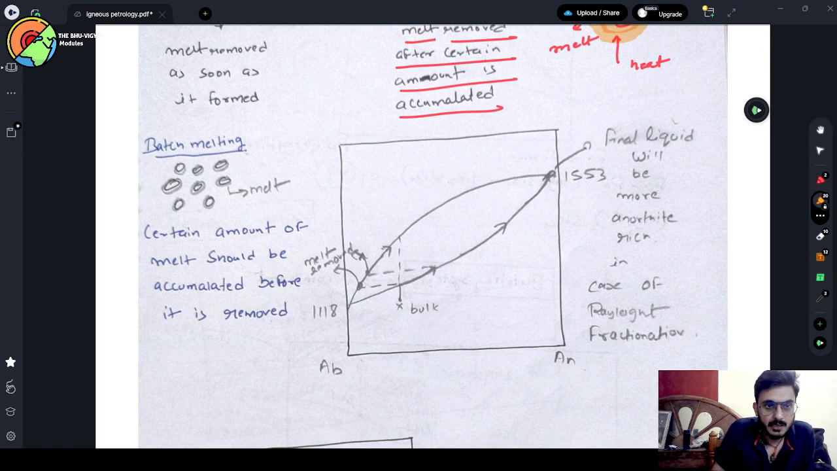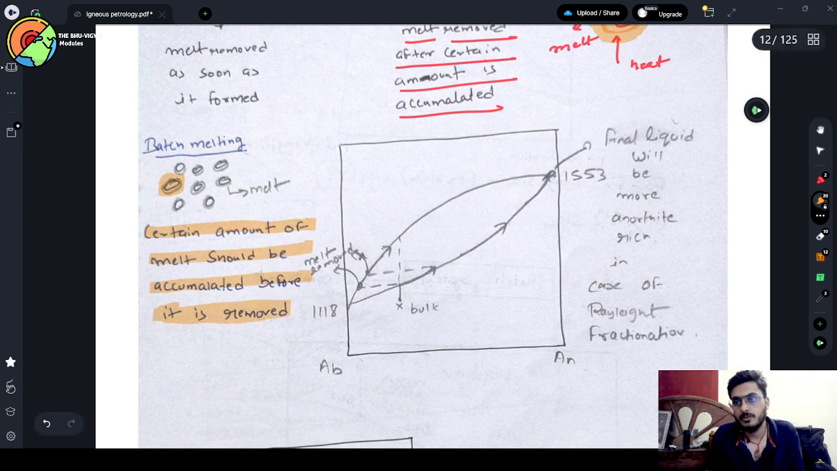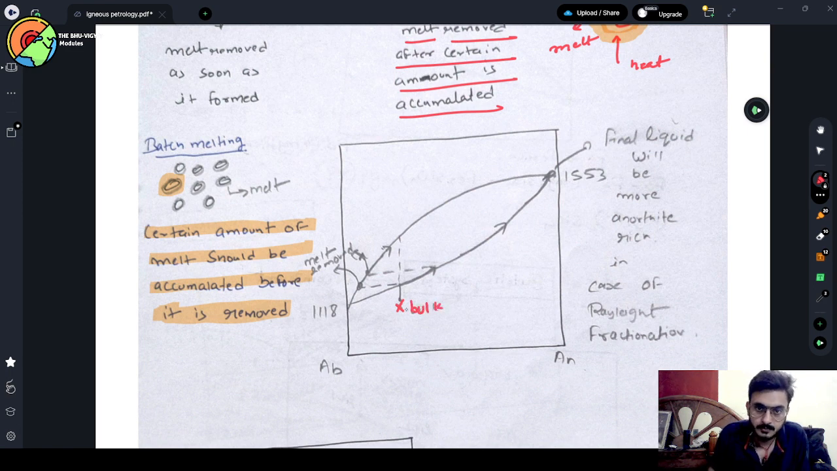So this is the melt which is accumulated on the outer side, and a certain amount of melt should be accumulated before it is removed. Now if you see in this example here, let's say this is our initial bulk composition here. Now I have started to melt this rock, and this is the initial composition, and the melt which formed in the bulk is removed. So this graph will shift on this side, so that will be the next composition here. Wait, I will explain this again.